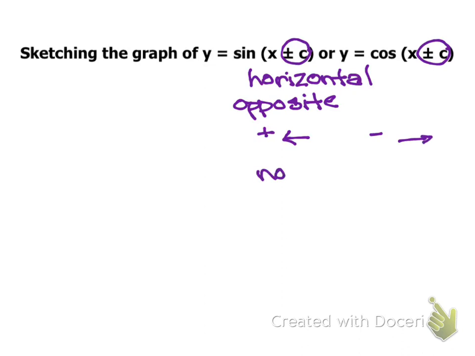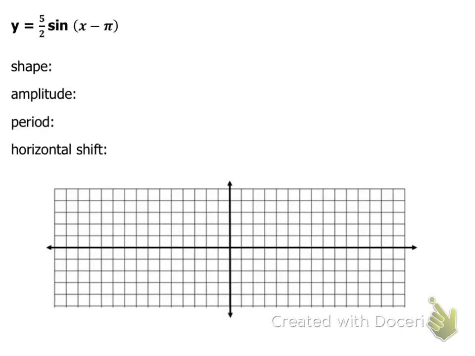Graphically, I make this a new y-axis. And then we treat our new y-axis as our new 0. Again, it's fake. It's not the real y-axis, but it will help us graph. First, the shape, sine, maximum to minimum. The amplitude is 5/2, which is 2.5. There is nothing impacting the period here, so it's 2 pi. And our horizontal shift, this is a minus pi, so it will be right pi.